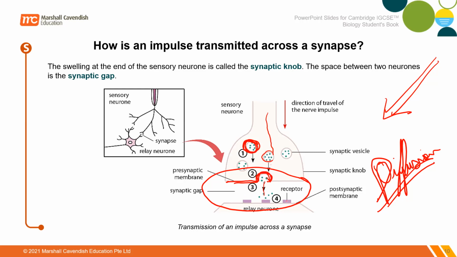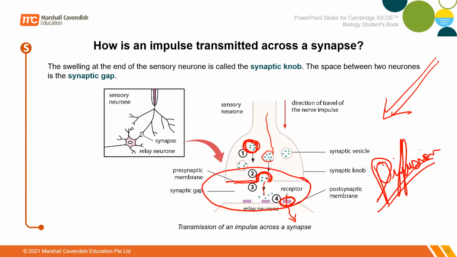So we have some protein receptors here that will accept some of the neurotransmitters, I cannot say all, to deliver the message to the relay neuron or the postsynaptic neuron. Omar will ask me now, sir, what should I write for my answer to be out of 4 marks, or to be a perfect one?